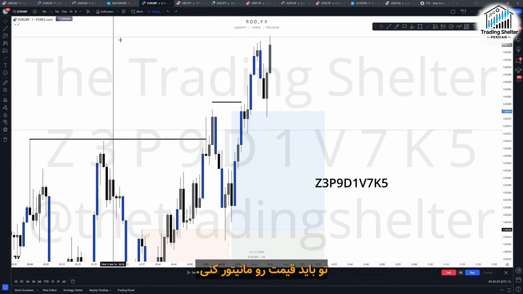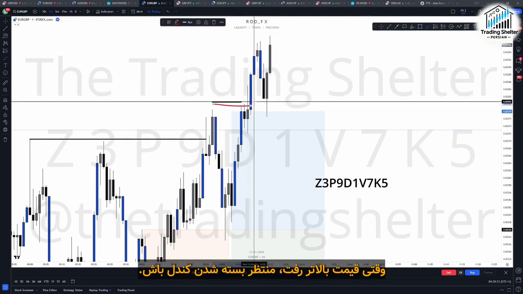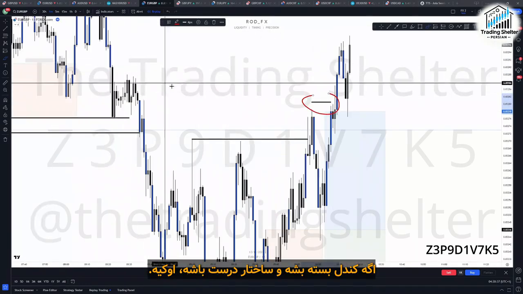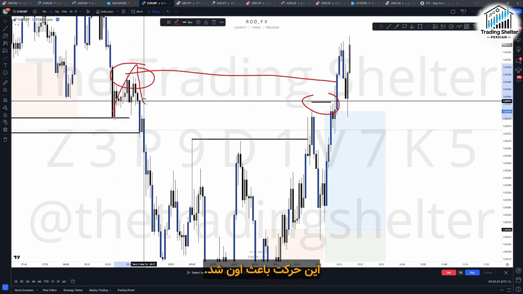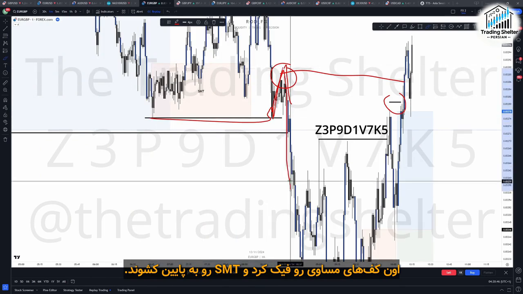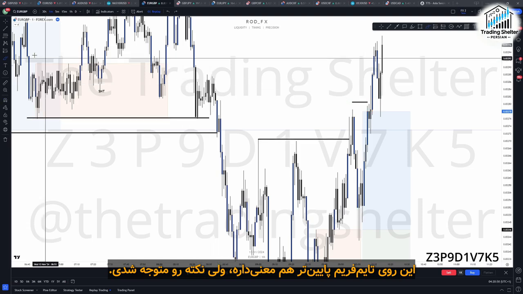Okay, you need to monitor. Put an alert at this line. When it goes above, you wait for that candle closure. If there's a candle closure and that structural point is good, fine. Otherwise, you look to the left. Here, it's also good, right? This push led to that. They faked that equal lows, that SMT, pushing lower. This is also significant liquidity on lower time frame, but you get the idea.